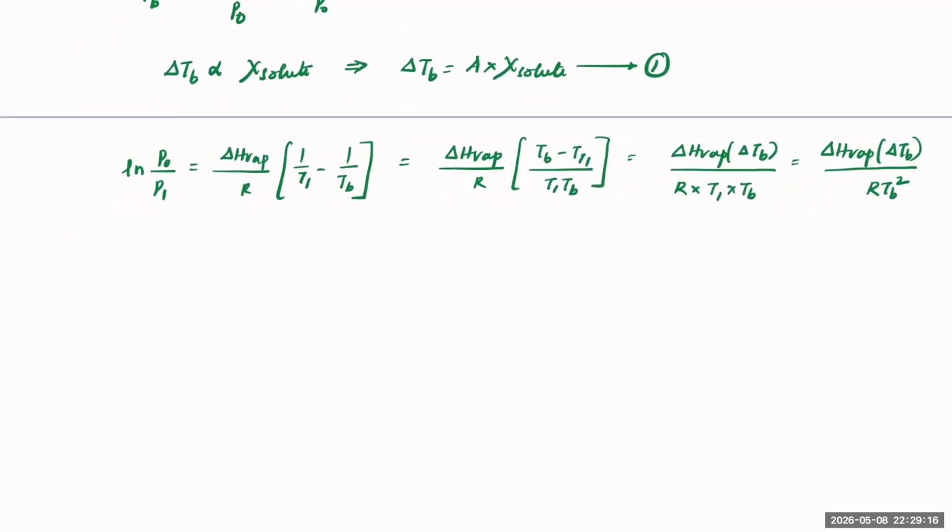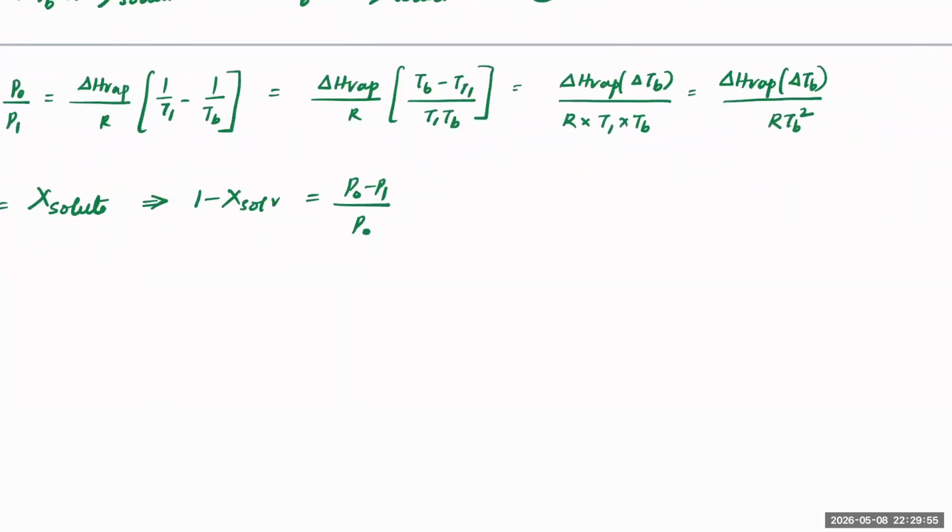And if you recall, you know that (P naught minus P1) by P naught is equal to the mole fraction of the solute. This is the lowering of vapor pressure. And this I also wrote in terms of, if I write this in terms of the mole fraction of the solvent, then what would I get? I can write this as 1 minus the mole fraction of the solvent is equal to (P naught minus P1) by P naught.